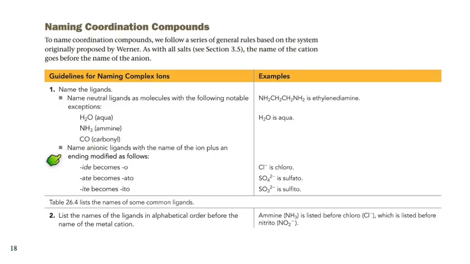And then we're going to name any anionic ligands, and we're going to take the name of the ion and change the ending to O. So chloride becomes chloro. Sulfate becomes sulfato. And sulfite is sulfito.